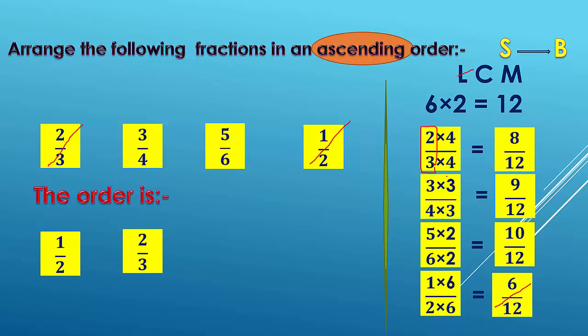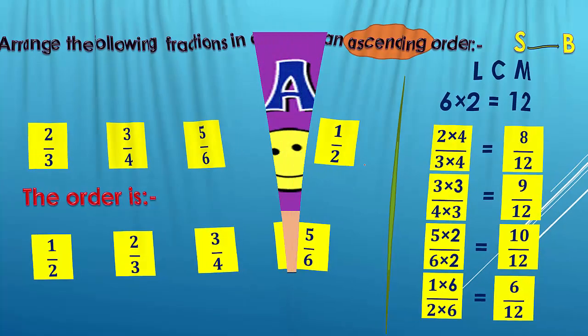Then, my students, which is the smallest here? 9 over 12 or 10 over 12? 9 over 12, teacher. So for 9 over 12, I will take my fraction 3 over 4, my students. Don't forget to cancel the fraction after you write it. And the last one will be, my students, 5/6. Okay? Thank you, my students.